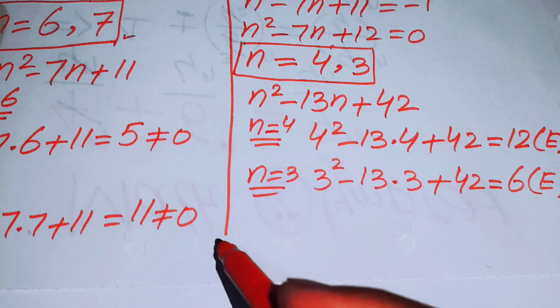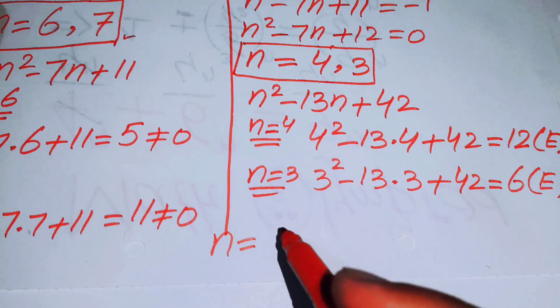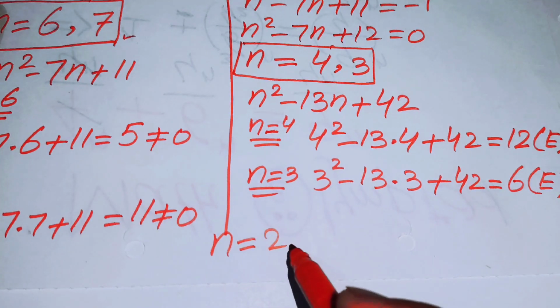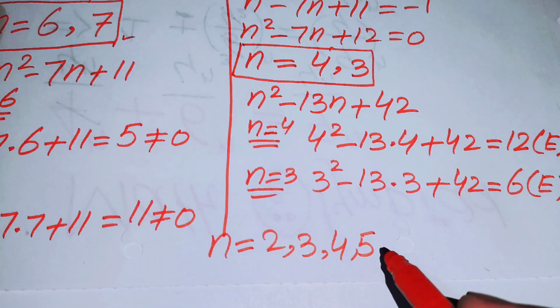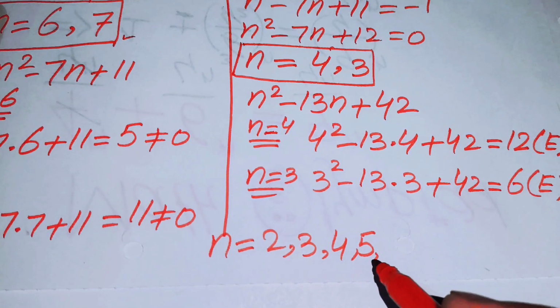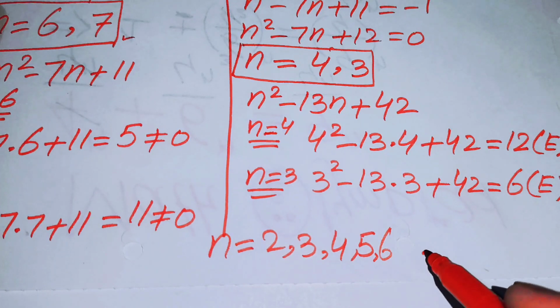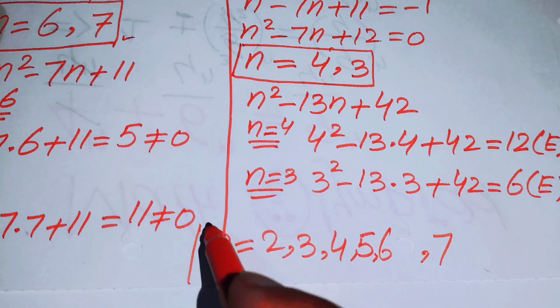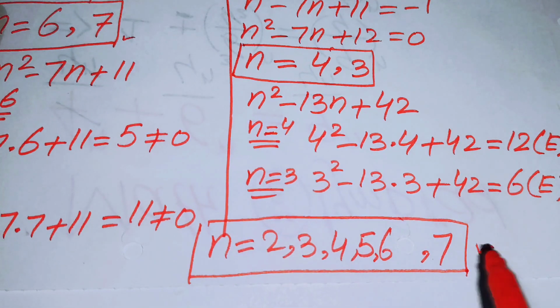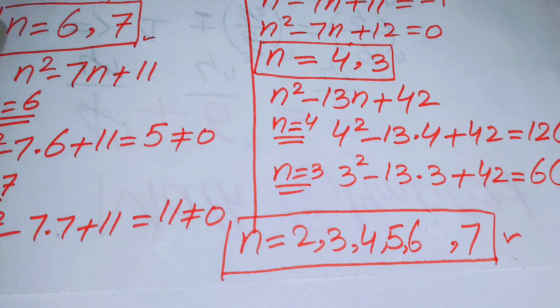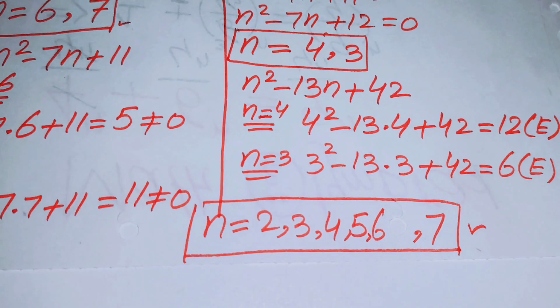So finally the solutions of n of the given question are n is equal to 2, 3, 4, 5, 6 and 7. So these are the solutions of the given question which we found here, and this is our final answer to this question.